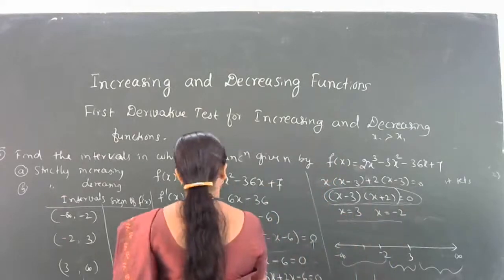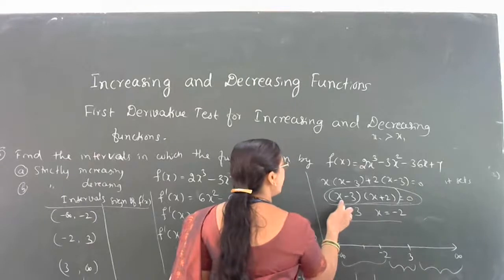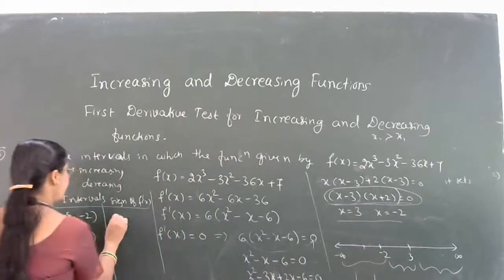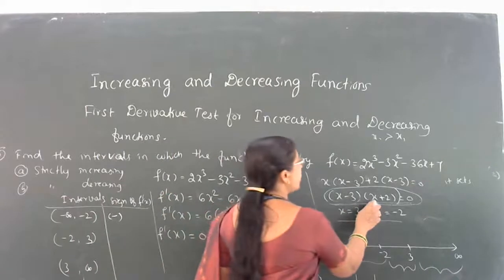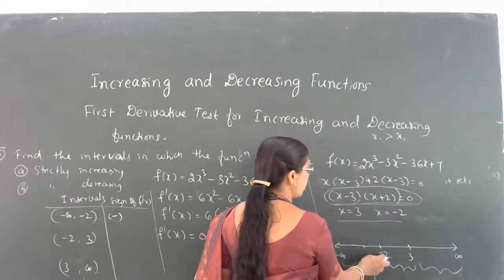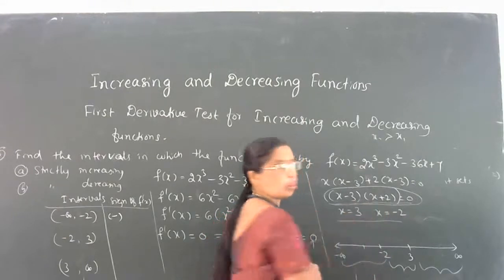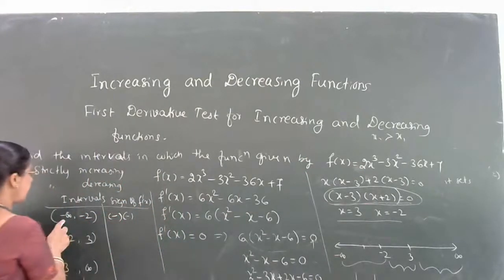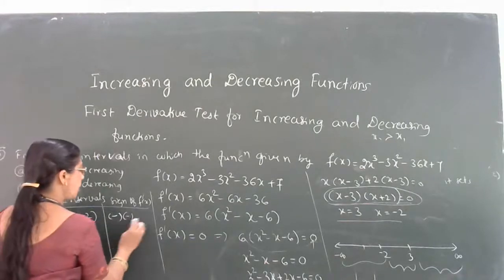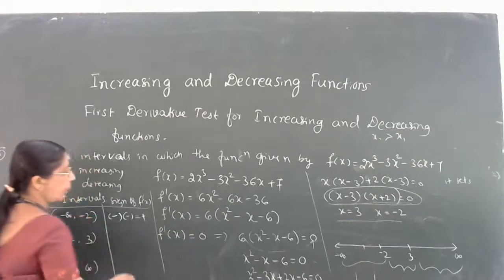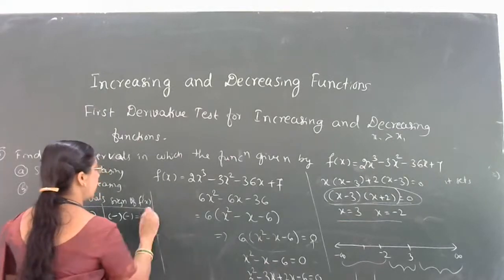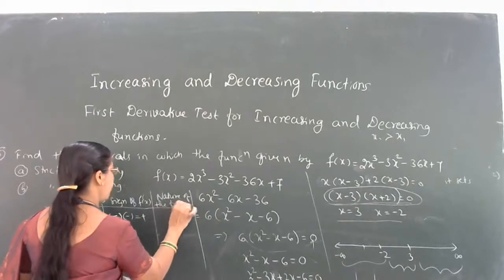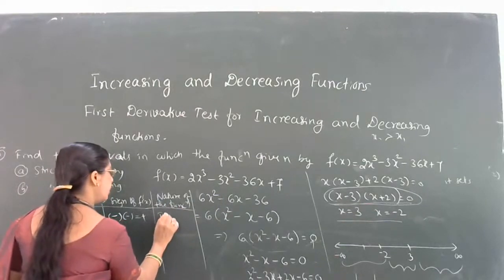f dash x is equal to x minus 3 into x plus 2. Here we take a value less than minus 2, and it becomes minus. Minus 6 minus 3 is minus. Second, for a value less than minus 2, take minus 3; minus 3 plus 2 is again minus. Here minus into minus. Between minus infinity and minus 2, minus into minus is equal to plus. Therefore, the nature of the function here is increasing, strictly increasing.